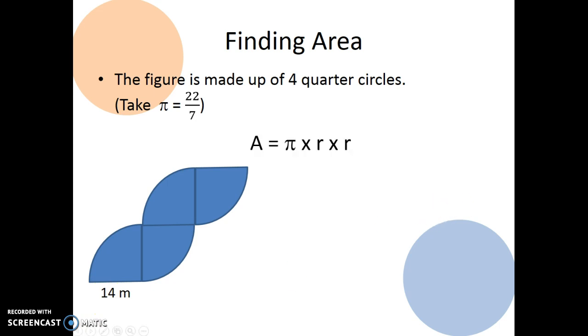So I'm just going to use my regular area formula, pi times radius times radius. We're going to use 22 over 7 in this case because we have a multiple of 7 for our radius, so times 14 times 14. I could cross cancel that 7 and 14 if I wanted to, and I would have 22 times 2 times 14, and my answer is 616 meters squared.